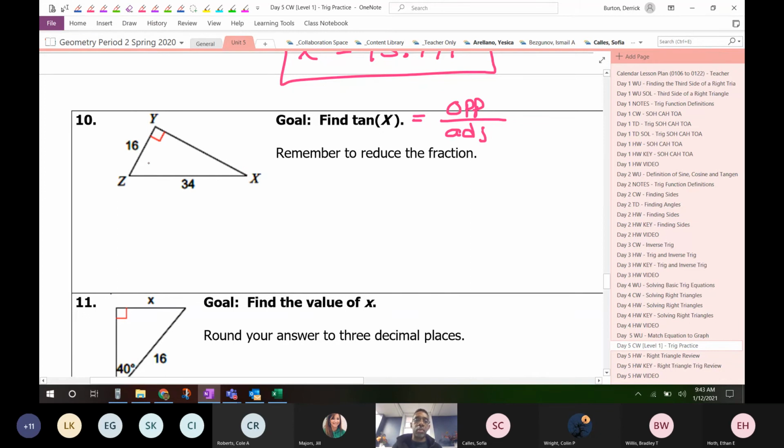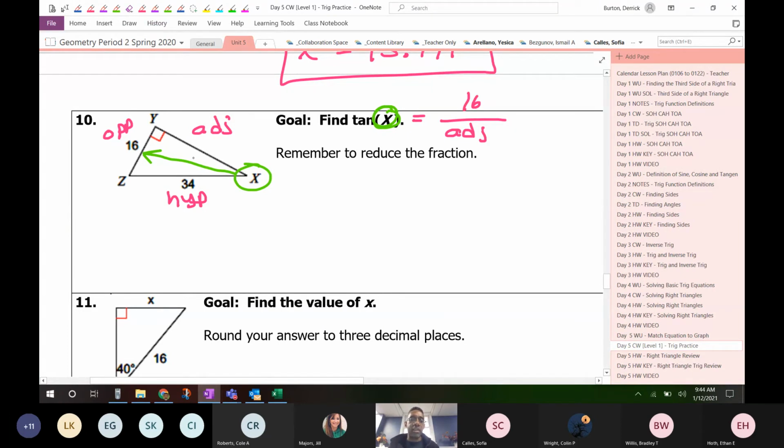Okay, so what do we have? This is the hypotenuse because it is across from the 90. Because we are talking about angle x, we circle angle x and draw the arrow. That makes this opposite. That makes this adjacent. For tangent, we need opposite over adjacent. So we now have the opposite, which is 16. All we need is adjacent.